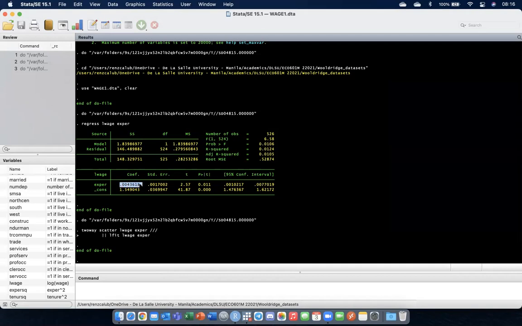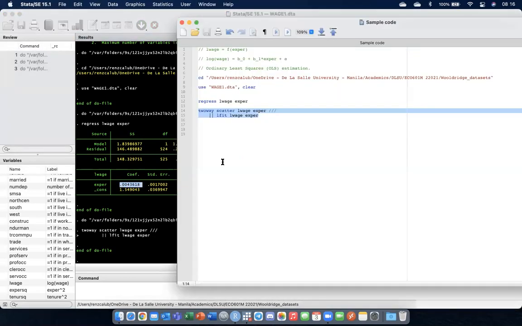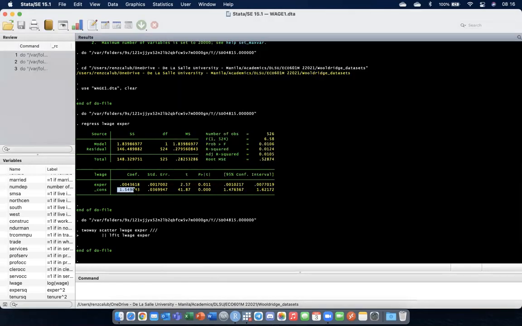This number here is an estimate, a guess for beta 1. And the estimate for beta naught is 1.55. Now, what does this intercept, or this constant, mean? This constant is practically the average log of wage, or in general terms, the average of your dependent variable when all of the regressors are equal to 0. So assuming 0 years of experience, the average log of wage for a given person is around 1.55. So that's how you interpret the constant.